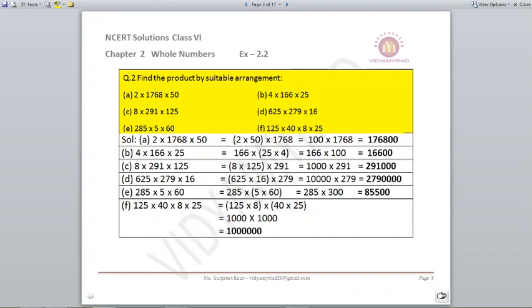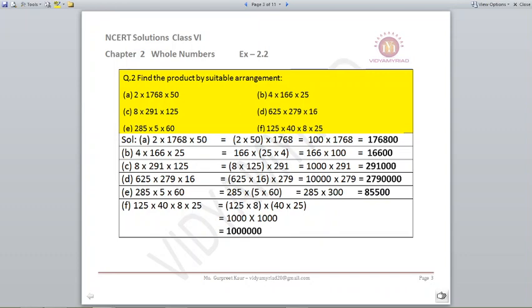E part, 285 multiplied by 5 into 60. 6 5s are 30. I know I can simply make the pair. So 285 multiplied by 300. Now here 2 zeros are there. So ignore the 2 zeros and multiply 285 with 3 only. You will get the answer as 855 quickly, and just put 2 zeros with that.